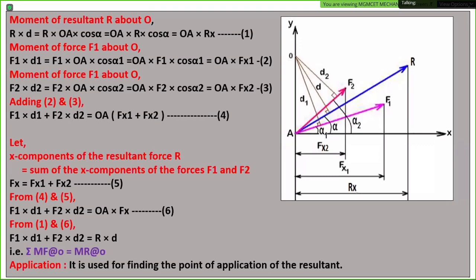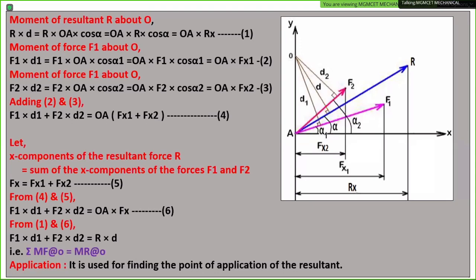Now can you tell me what is our first step? कंकरेंट के लिए first step क्या था? To find out the resultant for the concurrent force system, what is the first step? Resolve the components. Resolve. Next, sigma of f of x. Sigma f of x. Next, resultant f of y कहाँ गया?